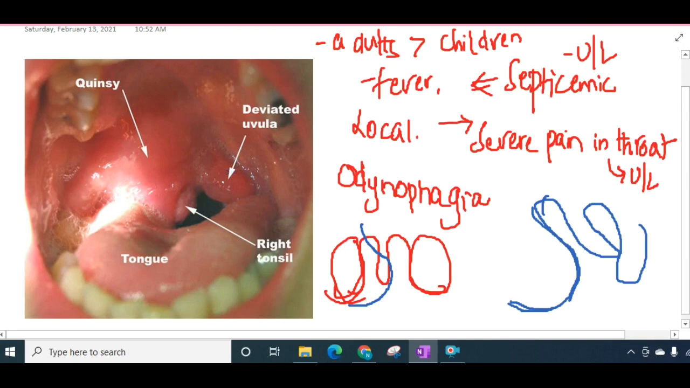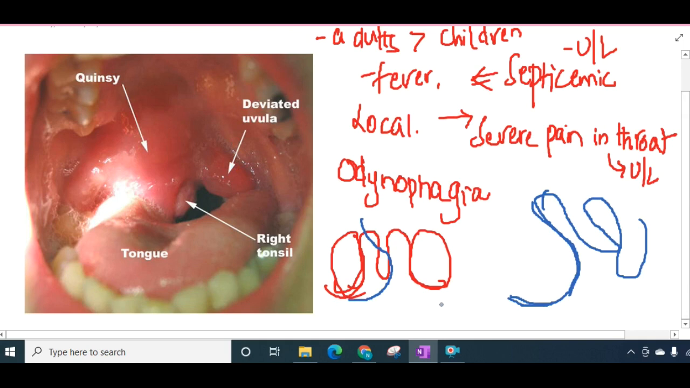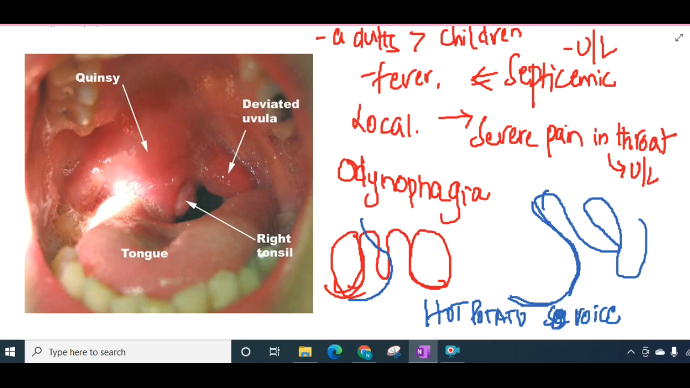Now along with that, this will also result in difficulty in speech. There is a voice called hot potato voice, which is muffled or thick speech, and the patient presents with foul breath, sepsis in the oral cavity, and poor hygiene. This infection can spread to the middle ear resulting in earache, and sometimes trismus can be seen.